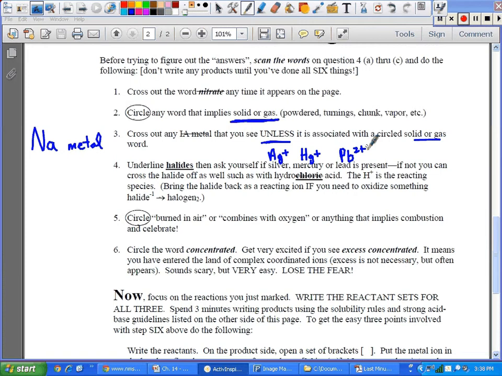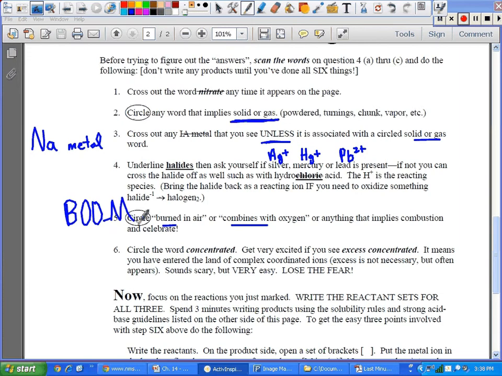All right, let's see. Circle burned in air or combines with oxygen. When that happens, what do you think? Boom. You get explosions. You get fire.